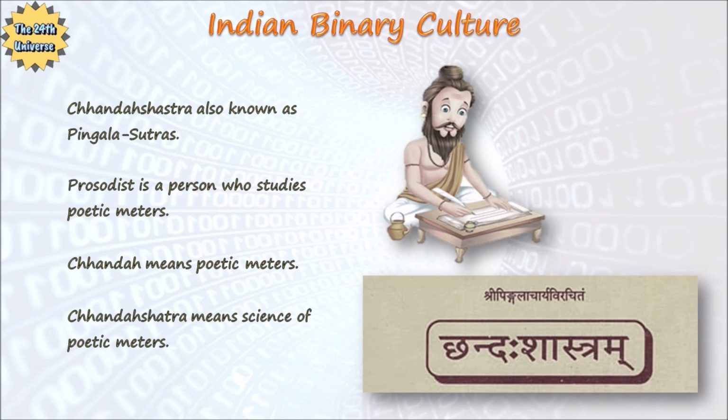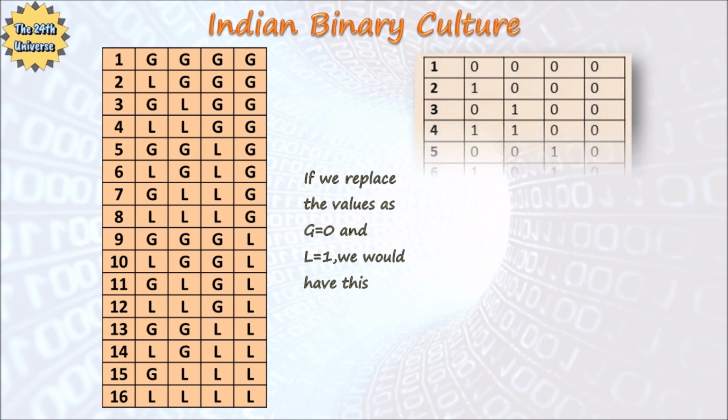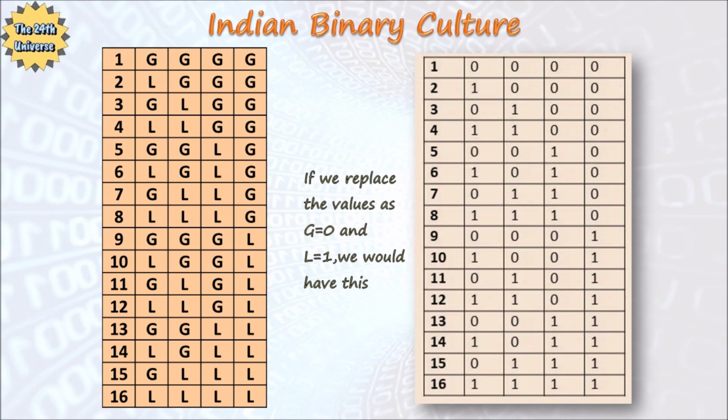The Chanda Shastra presents a formula to generate systematic enumeration of meters of all possible combinations of Laghu, that is light, and Guru, that is heavy syllables, for a word of n syllables, using a recursive formula that results in a partially ordered binary representation. That is, if we replace the values as g equal to 0 and l equal to 1 in the left side table, we would have this table on the right.